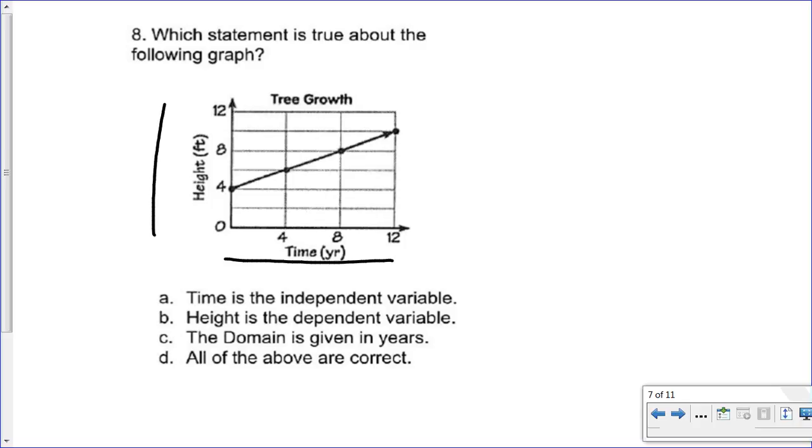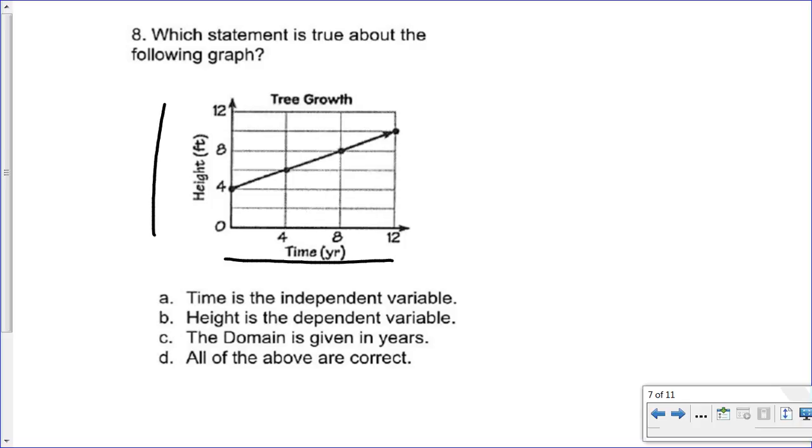So A, time is the independent variable. B, height is the dependent variable. C, the domain is given in years. And D, all of the above are correct. Well, does the height of the tree depend on time? Yes, it does. Now, does time depend on the height of the tree?